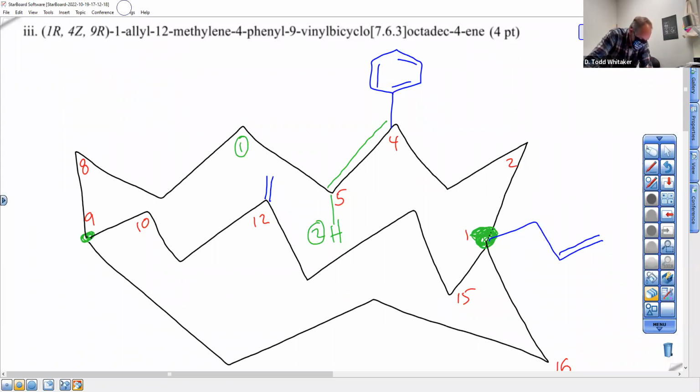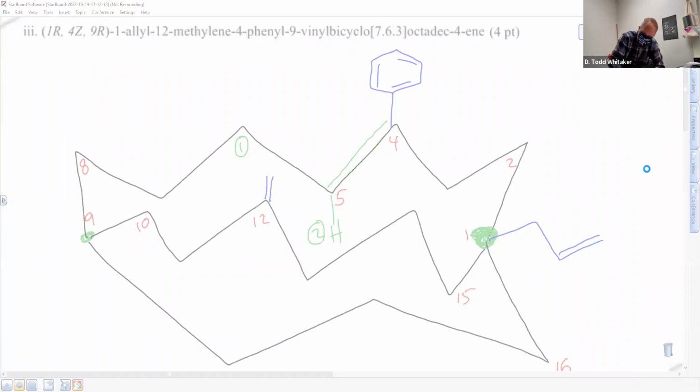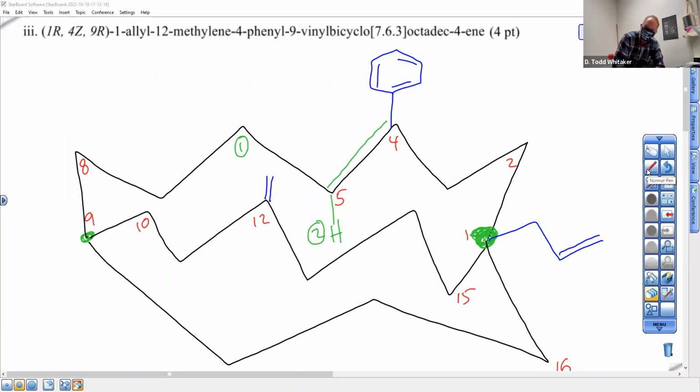Okay. Moving on to 12 methylene, we got 4 phenyl, we got 9 vinyl. How do you draw vinyl? You have till my computer unfreezes. Oh, time's up. What do you got? 2 carbons and I have the eraser on. Nice. Go blue. That's vinyl. 9 vinyl. Yes, good.